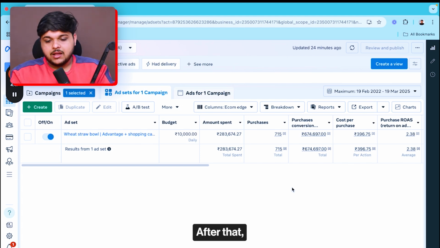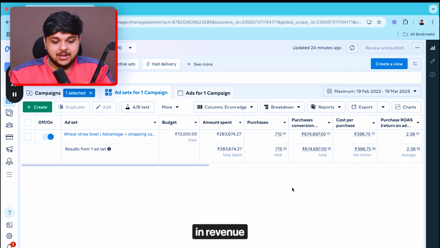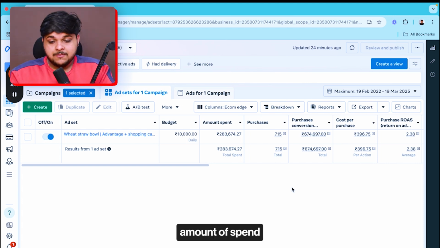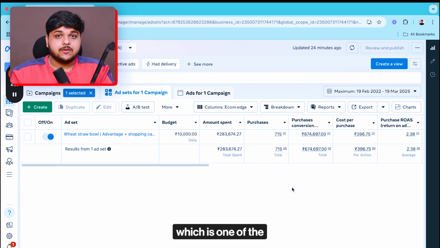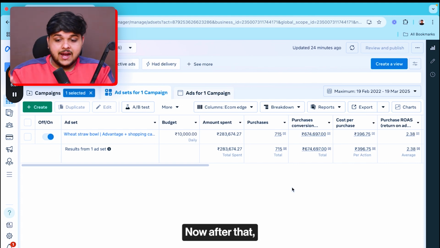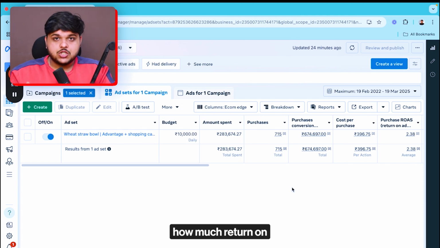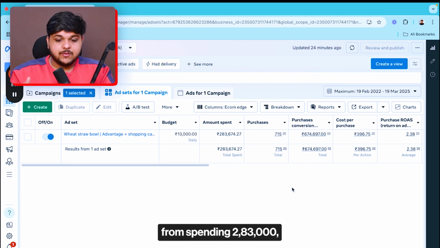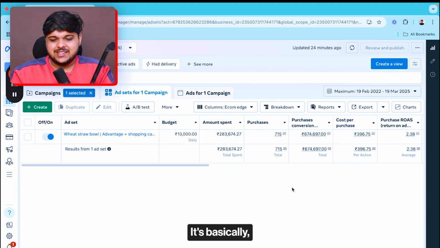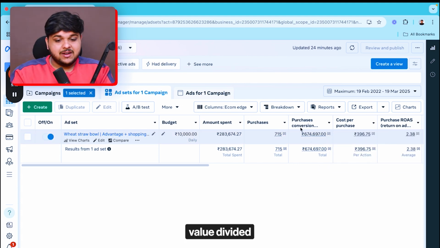After that, I track purchase conversion value, basically how much I have made in revenue by this particular amount of spend. After that, cost per purchase, which is one of the most important metrics because I need to know how much I'm spending to acquire one customer or how much I'm spending to get one order, right? So that is one of the most important things that you need to know. Now, after that, another important metric over here is purchase ROAS, basically how much return on ad spend I'm generating from spending 2,83,000. It's basically purchase conversion value divided by amount spent.